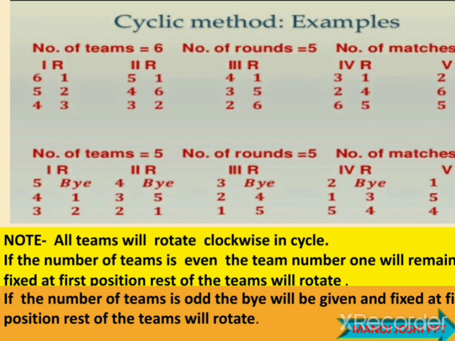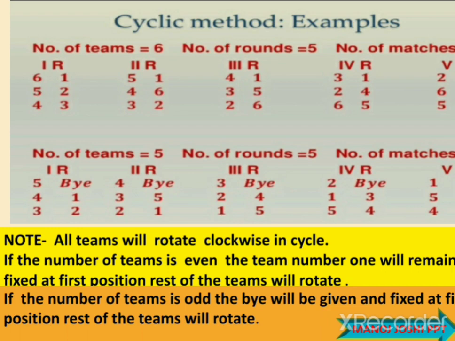In the second round, again the clockwise rotation will be there. In the first round, 5 is at the top. So 5 will replace the 1. The bye will remain fixed at the first position. So the bye, 5 will replace the 1, shifting the 1. So 5 has shifted 1. Then bye, 5, 1, 2, 3, 4.